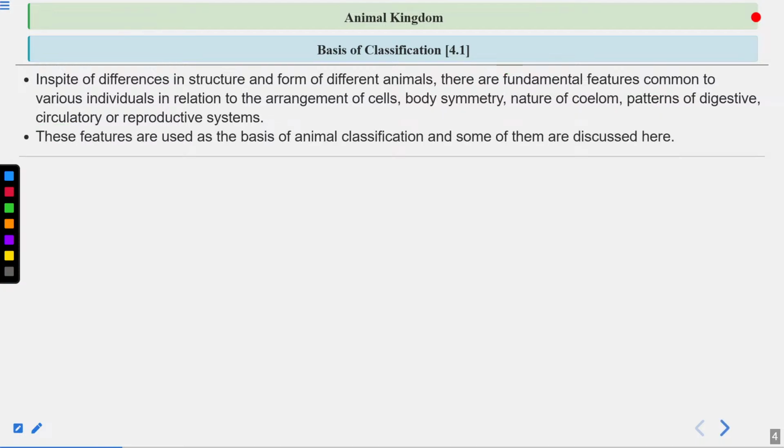So these features are used as the basis of animal classification. This becomes the base of animal classification. Suppose you get any animal and you want to know what this animal is, what its name is, and how you know about this animal. So whatever features you see in that organism, you will note down, you will write it, right? So that will be the fundamental features of this particular animal, right? So here, first of all, we will study the fundamental features that become the basis of animal classification.